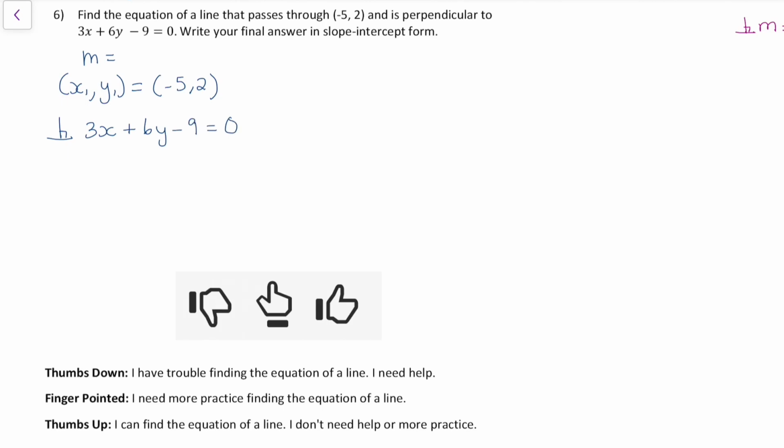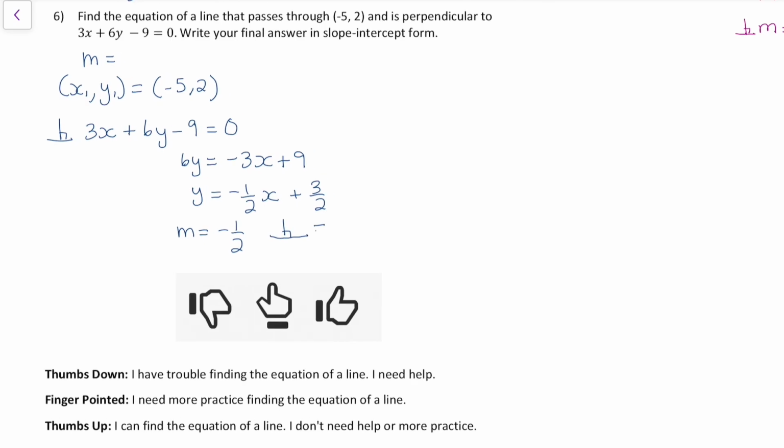So again, let's rearrange this equation to be y equals. So we get 6y equals minus 3x plus 9, and I divide by 6, and I get minus half x plus 3 over 2. So the slope of this line is negative half. The perpendicular slope, remember, has to have the opposite sign, so it's going to be positive, and then I flip the number. So my slope is 2 in order for it to be perpendicular to that line. Now that I have those 2 bits of information, the rest of the question is the same.